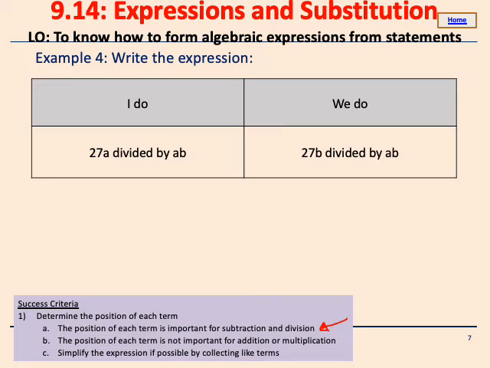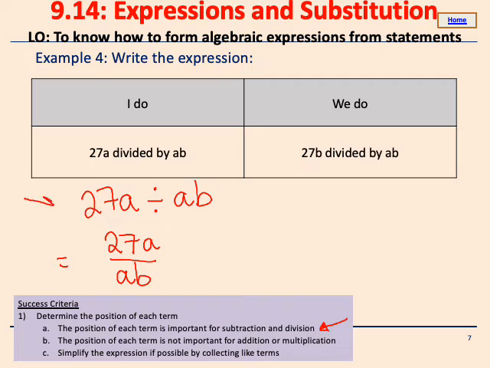So says our success criteria. So we have 27a divided by ab. Now we can write that as 27a over ab. So we're just representing the division as a fraction. But now we can simplify this. We can take out a factor of a. So if we divide top and bottom by a, we just get 27 over b. And there is our simplified final answer.